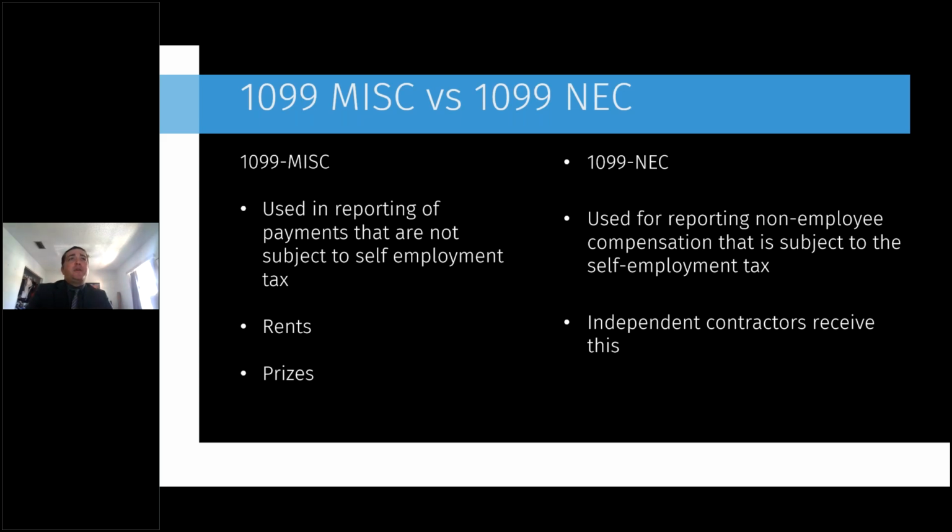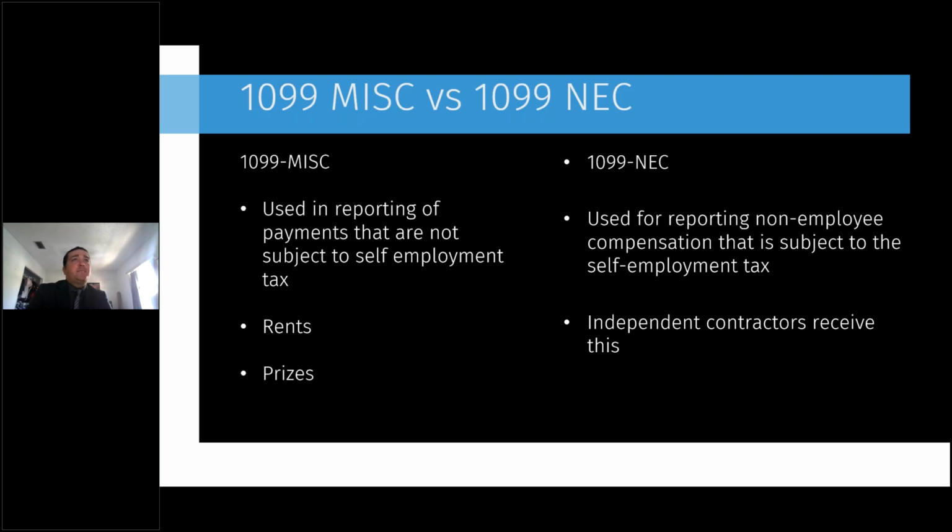And before we really jump into contract labor, I do want to go over the differences between the 1099 miscellaneous and the 1099 NEC. Starting off with the 1099 miscellaneous, this is going to be used in reporting of payments that are not subject to the self-employment tax. Think of rental income, think of prizes. Maybe they were on a game show, they won some money. Well, they're not an employee of the game show, but they're also not really working as a contractor for the game show. They were just given money. And this is going to be taxed a bit differently.